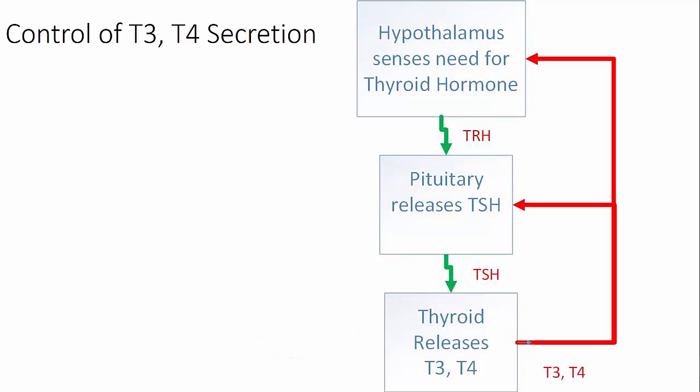When the thyroid follicular cells receive the signal, they release thyroid hormone from the colloid. The thyroid hormone circulates throughout the body, and it then decreases the release of TSH and TRH. This is an example of negative feedback. You asked for it, you got it, you stop asking.